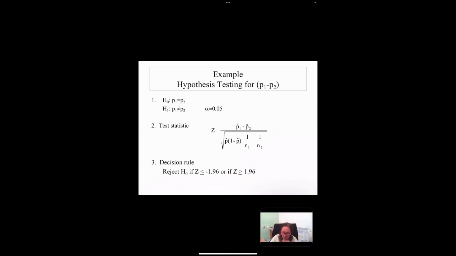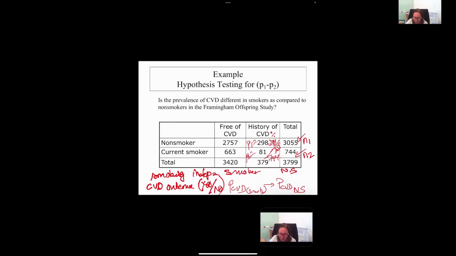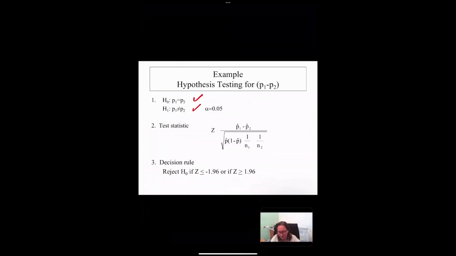So this is what we want to do. We want to test whether P1 equals P2, in the example, smoker equals non-smoker in terms of CVD. And since the way it was stated is, are they different? So now we are at testing the hypothesis.